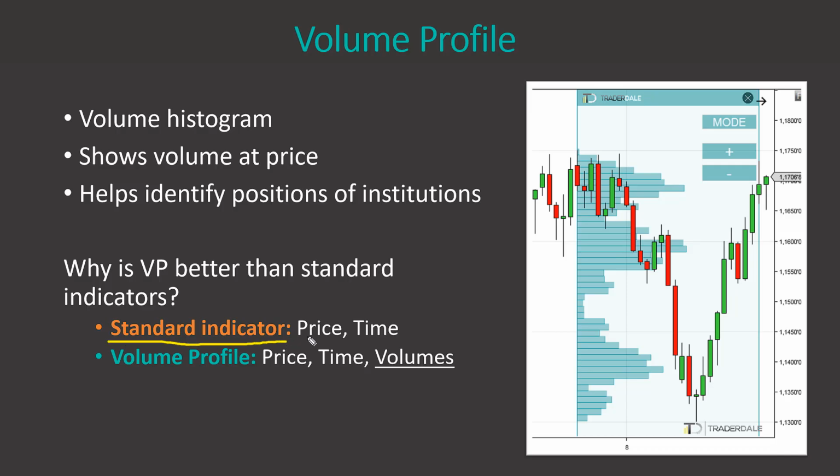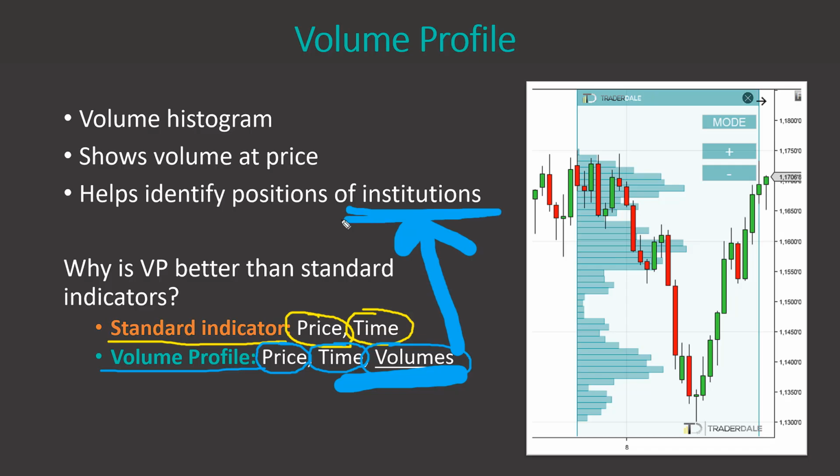Standard indicators use only two variables in their calculation. It is price and time. Basically, they tell you what the price was doing at a certain point of time. And I don't really think there's any edge in that, but volume profile has three variables: price, time, and volumes. This is the important thing, because through volumes we track the big guys. That's our edge. All right, so that's the main difference between the standard indicators the internet is full of and volume profile.